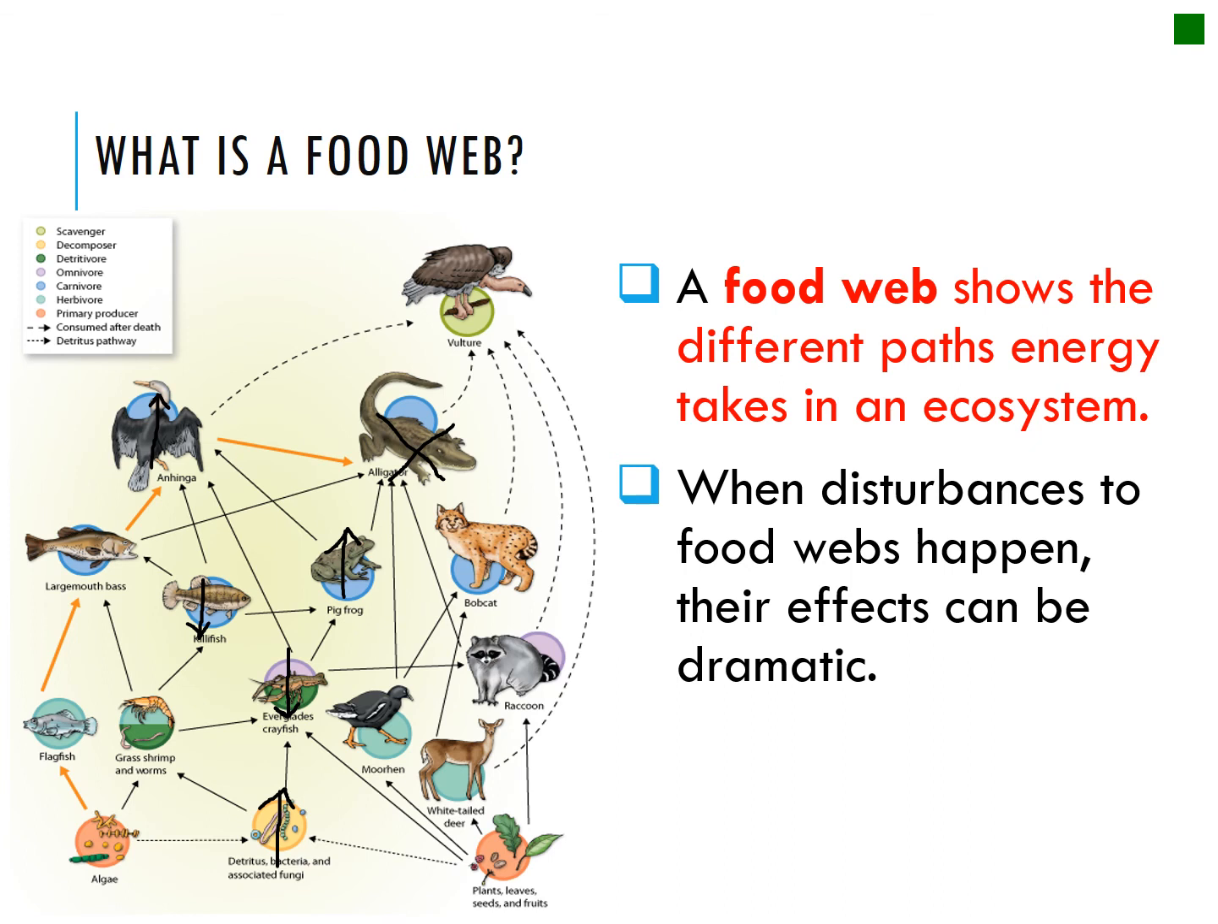So any kind of disturbance, us killing too many alligators, or the bobcats going extinct, or people who don't like raccoons because they're pests. If we're killing all the raccoons, we're going to have an effect on the entire food web.